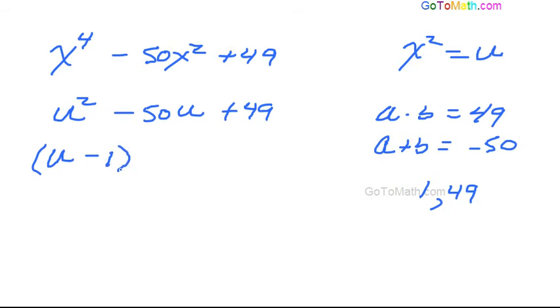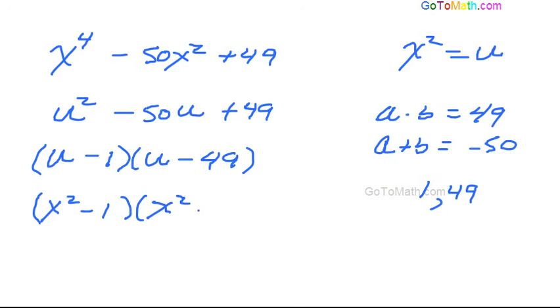Minus 1, u minus 49. Right? U times u is u squared. U times negative 49 is negative 49u. Minus 1 times u is negative 1u. So we add both those together and we get negative 50u. And negative 1 times negative 49 is positive 49. And now we'll go back and do the back substitution. X squared minus 1. Substitute x squared back in.